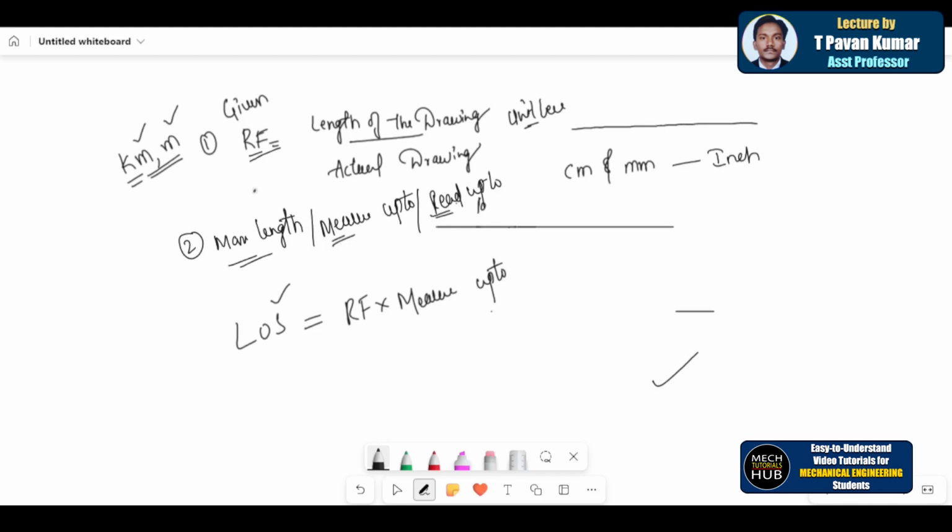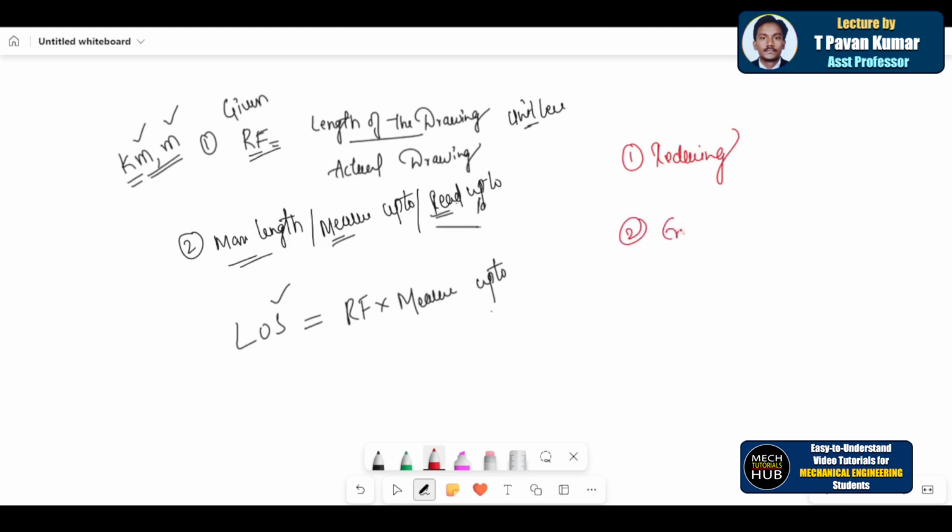Now let us see one more important point. Just now as I said, RF is the most important point to be remembered, which we need to calculate. So coming back to our discussion, number 1, there is a reduced scale or reducing scale. Number 2, enlarge.